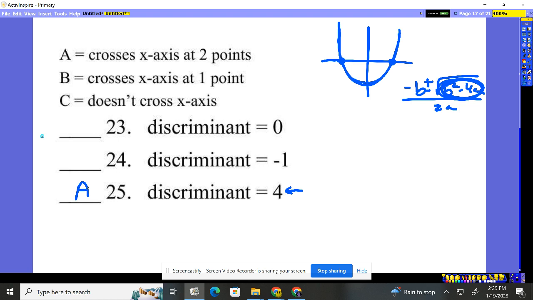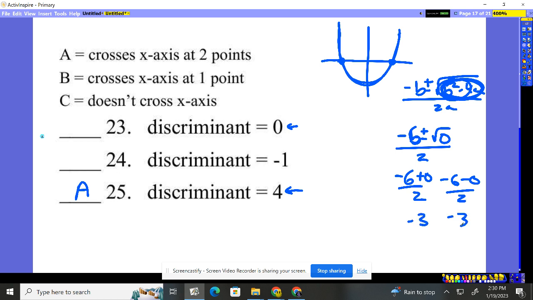Now, let's go to 23 when it says, hey, you got a 0 underneath there. Well, if that's a 0, the opposite of b plus or minus the square root of 0 all over 2a, which let's just pretend it's 2, and let's pretend that b was a 6. You're going to end up with negative 6, square root of 0 is 0, plus a 0 over 2, negative 6 minus a 0 over 2. Both give you negative 6 on top, so they both give you a single answer.